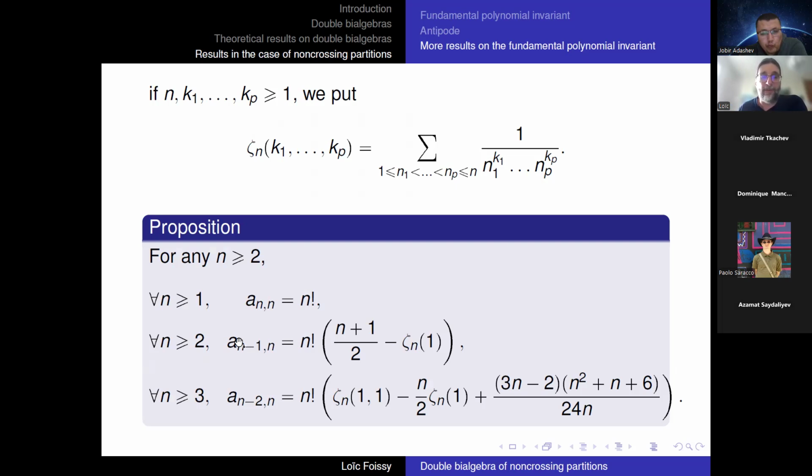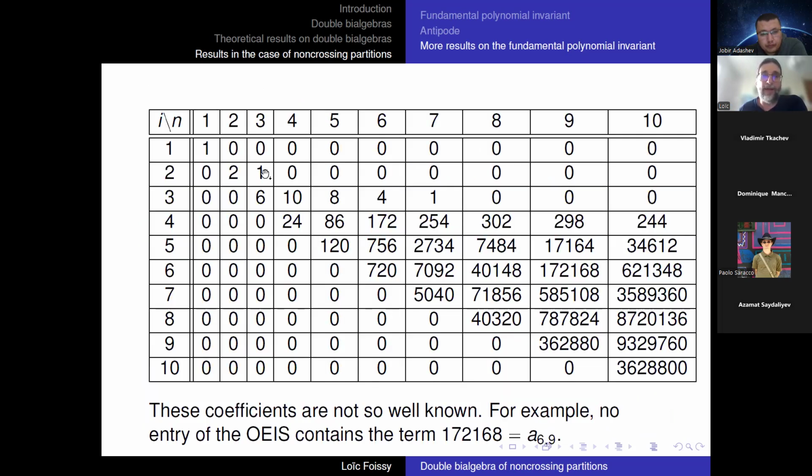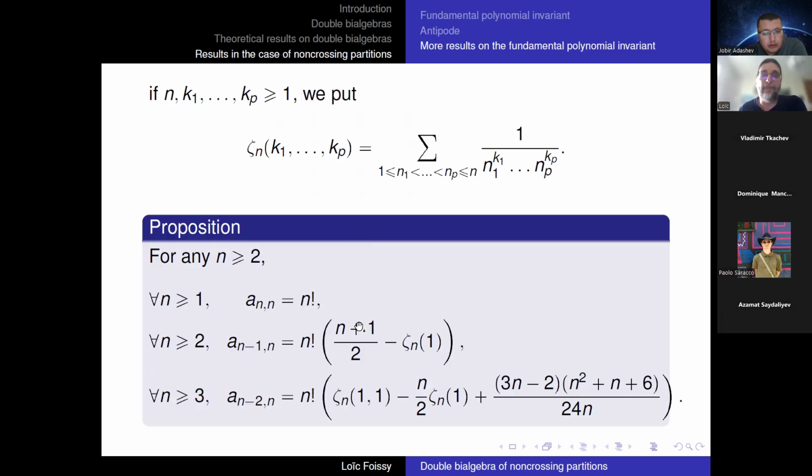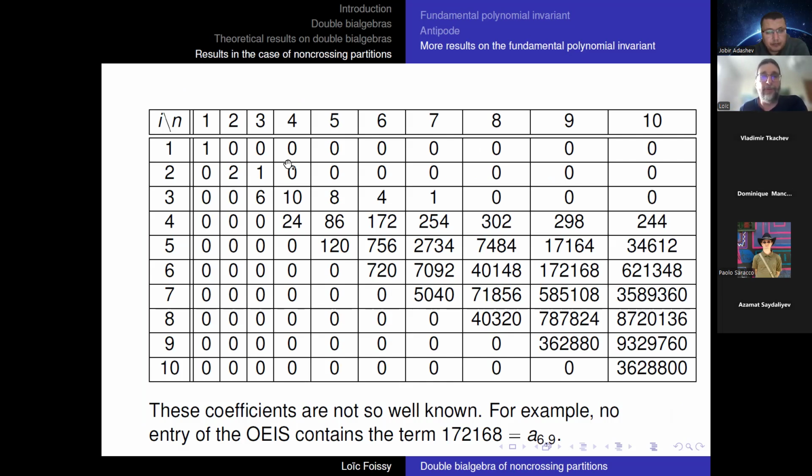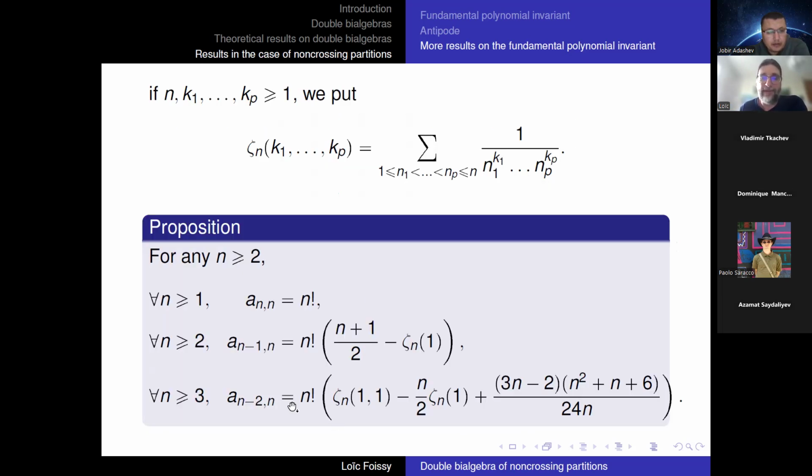For example, what is over the diagonal, so this sequence, 0, 1, 10, 86, 756, is given by this formula. So you obtain a factorial, a polynomial, minus an harmonic sum. You can do the same for the second subdiagonal, 0, 0, 8, and so on. This gives you an iterated harmonic sum of depth 2, an harmonic sum times a polynomial plus a rational fraction.